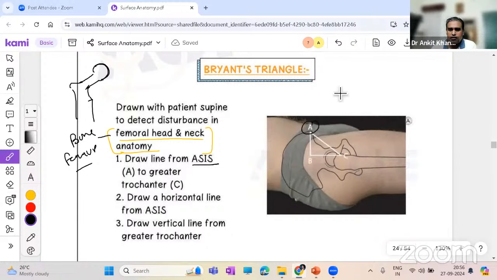This is obviously the GT, greater trochanter. Draw a horizontal line from the ASIS. So they made a horizontal line from the ASIS below over here. Draw a vertical line, so obviously A and C, and then a right angle line from here and there. This is the Bryant's triangle.